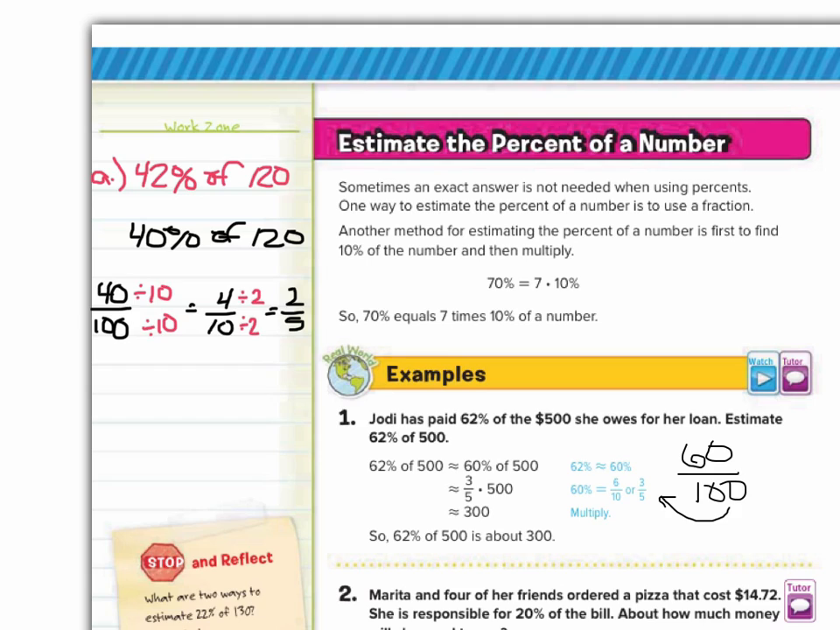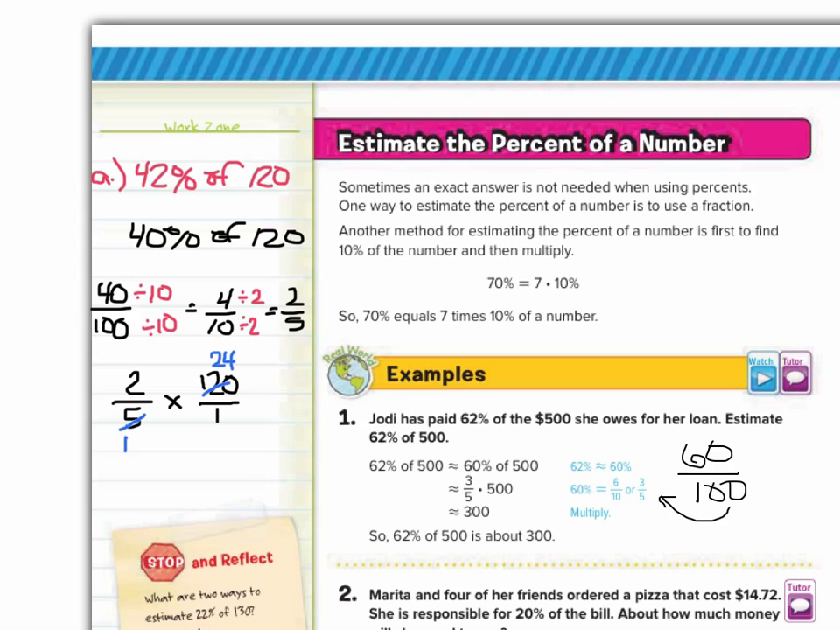So the first thing we did, we estimated 42% to 40%. Then we rewrote 40% as a fraction, which is 2/5. So now, we can take that 2/5 and multiply by 120. 120 is 120 over 1. Now you could multiply straight across, then divide, or, if we cross-simplify by dividing both the 5 and the 120 by 5, 5 divided by 5 is 1. 120 divided by 5 is 24.